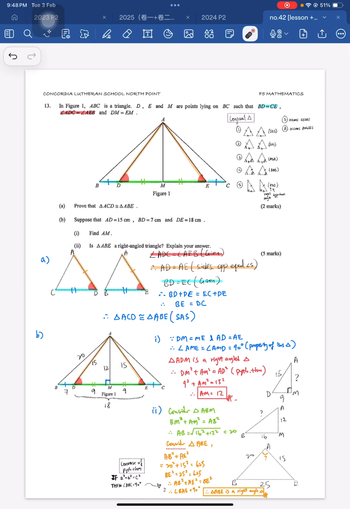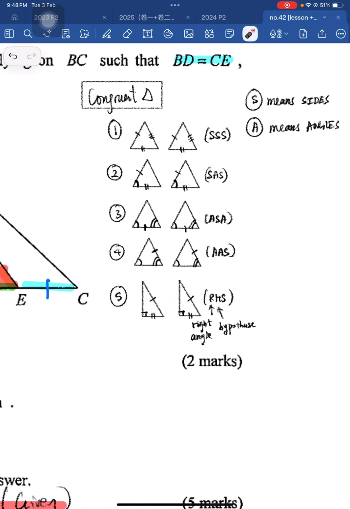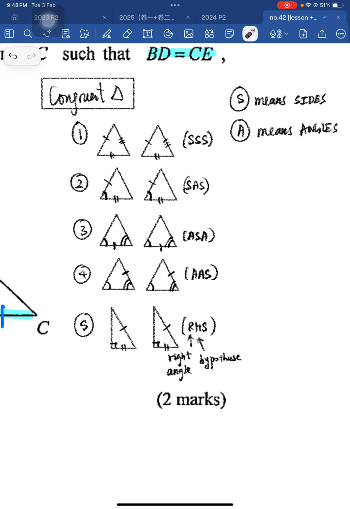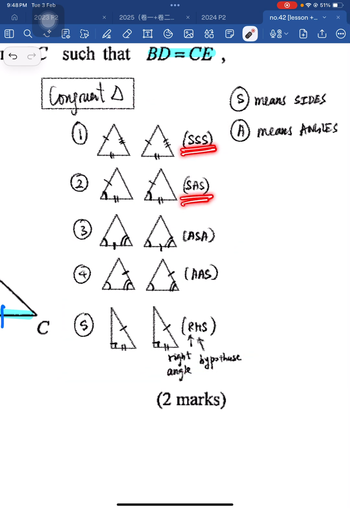Alright, so in this video, we're going to talk about the 2016 DSE Paper 1 question 13, which is about congruent triangles. Before we talk about this question, we can have a quick revision about the meaning of congruent triangles. Actually, we have 5 different cases: SSS, SAS, ASA, AAS, and RHS.